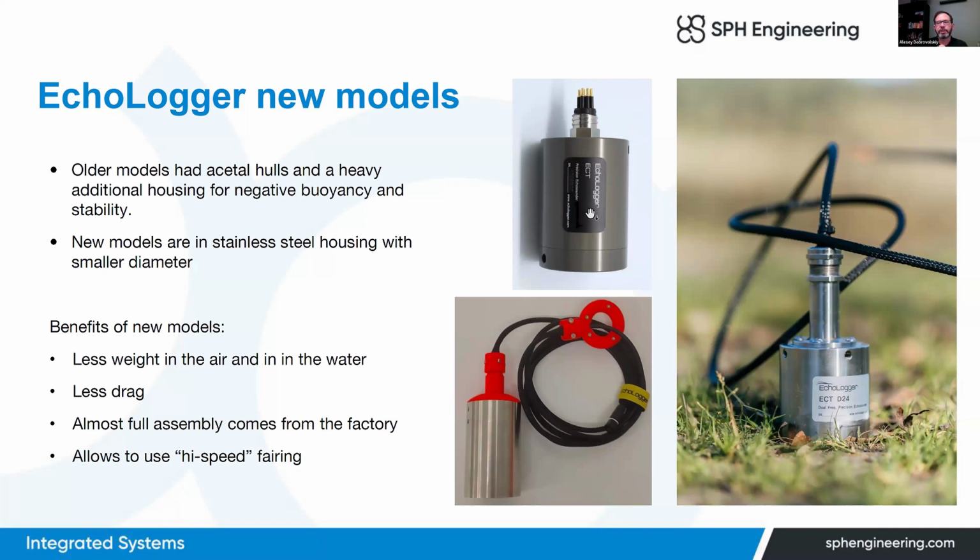Here is a photo of a standard Echologger SCT-400 or similar model. It has an acetal casing, quite light. As I remember, in the water, it has a positive buoyancy. And to use it suspended under the drone, we, at SPH Engineering, add a heavy housing made of stainless steel and added a suspension system to attach it to the drone.